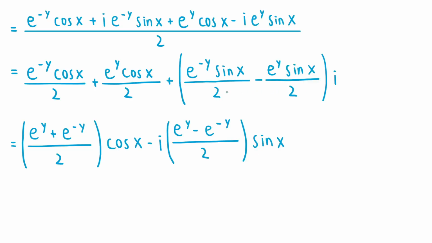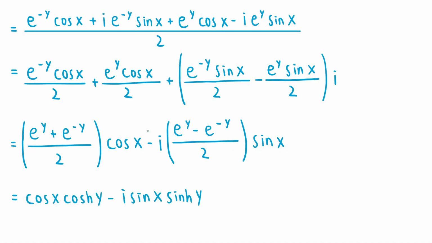If we factor out the cosine of x from the first two terms, and combine the fractions, and factor out the sine of x and the negative sign from the imaginary part, and also combine the fractions, we end up with e to the y plus e to the negative y over 2 times cosine of x minus i times e to the y minus e to the negative y over 2 times sine of x.